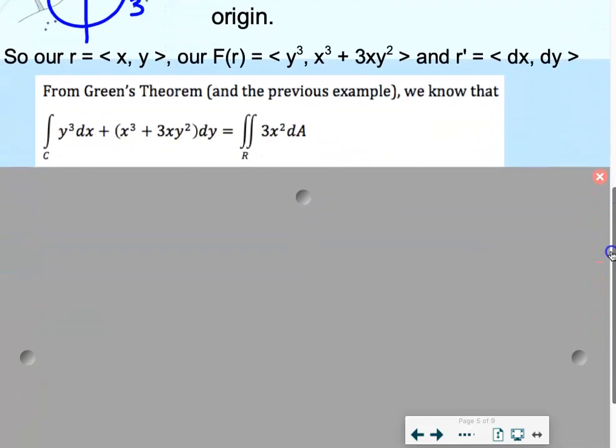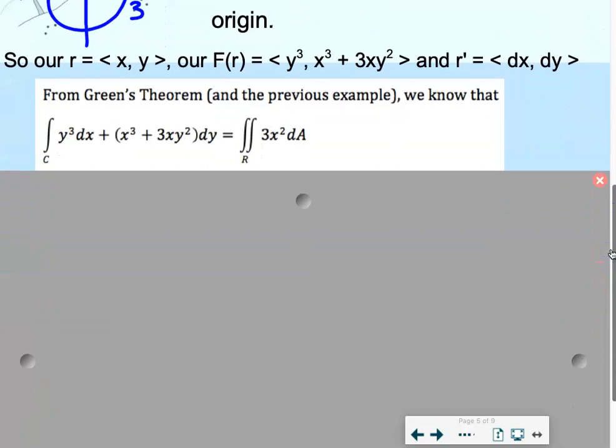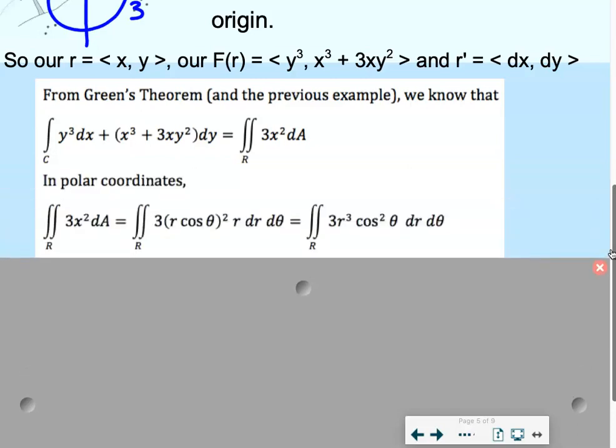So I just tried for the heck of it to do this problem without converting to polar, and it can be done, but it requires a lot of trig substitution, right? So much easier if you convert to polar. So we have 3x squared evaluated over the integral. R goes from 0 to 3, theta goes from 0 to 2 pi, and remember x is r cosine theta times r dr d theta, right?